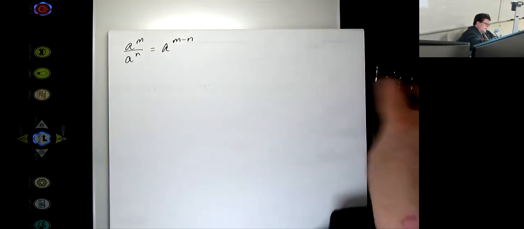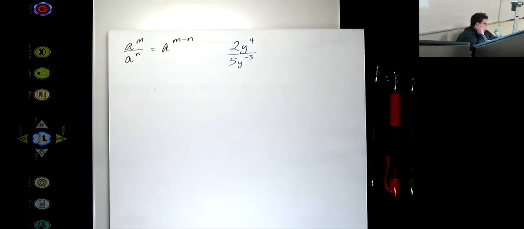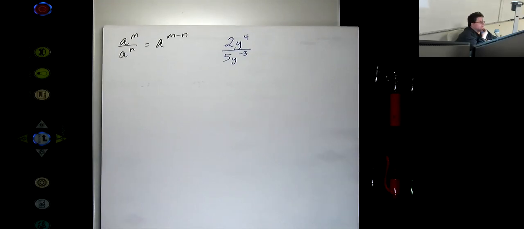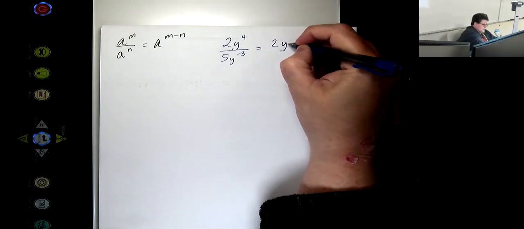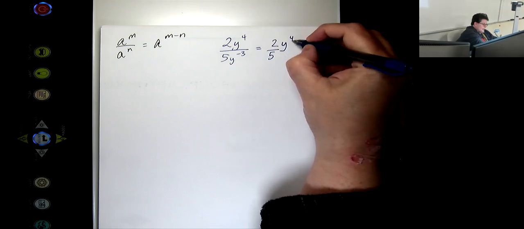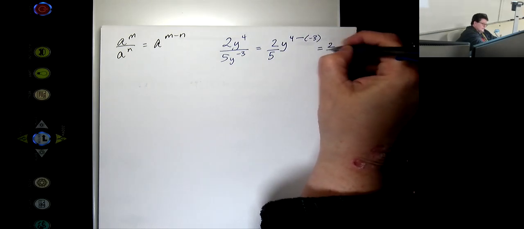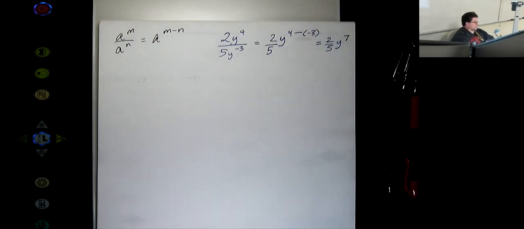So I could have like 2y to the 4th power over 5y to the -3. There's a couple ways of doing this, and either approach works. One approach is doing this rule right here. I have 2 over 5, and then I've got y to the 4 power, that's the top, minus the bottom exponent, which is -3, which is going to give me 2/5. 4 minus -3 is +3, so 7. So you can do the subtracting exponents when you're on the opposite sides of the fractions.